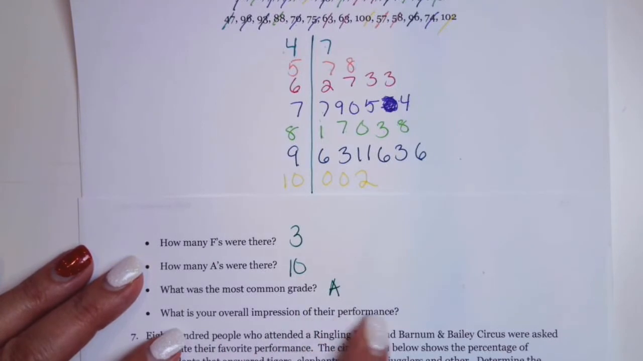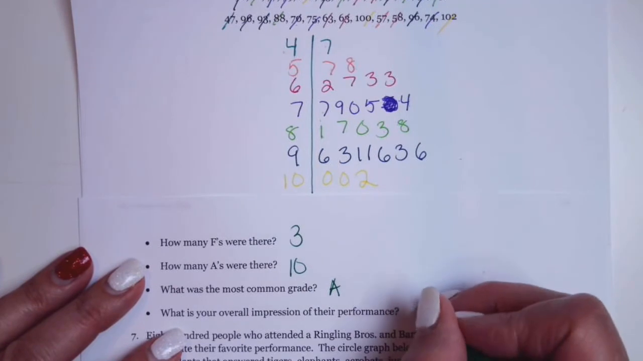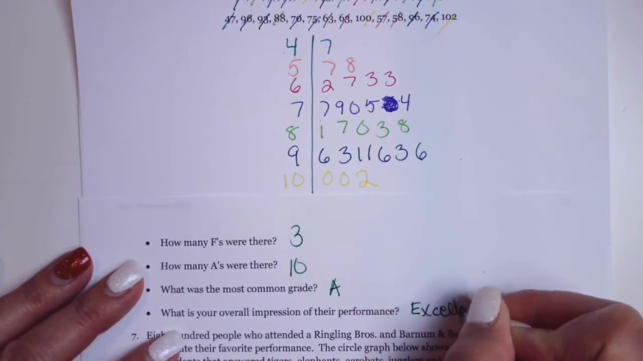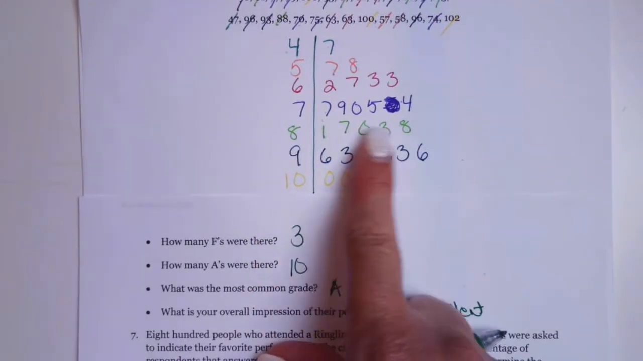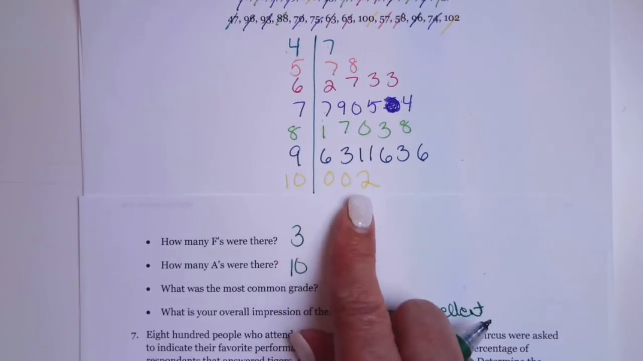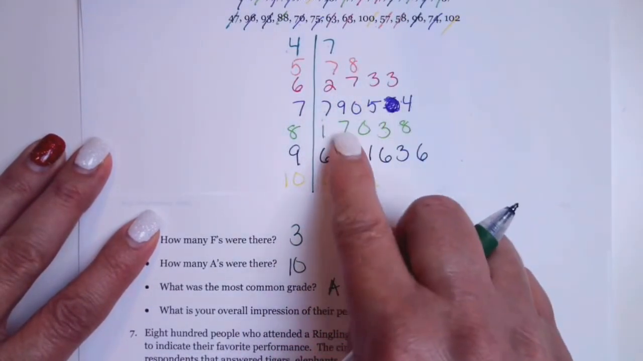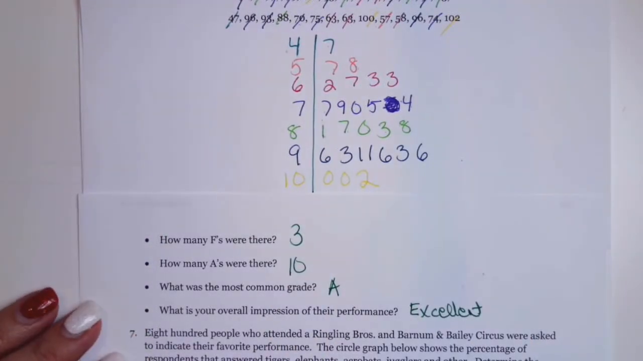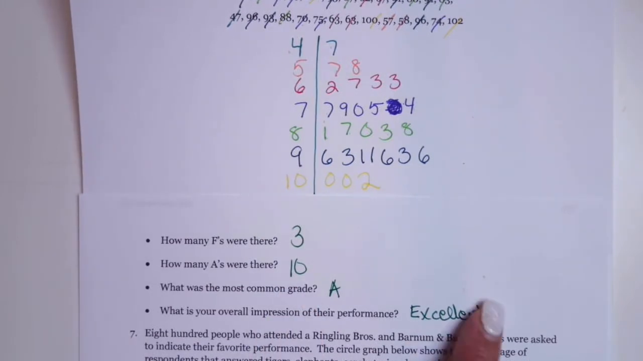What is your overall impression of their performance? Well, if the most common grade is A, it has to be excellent. It's very rare to have 10 A's. How many students did we have altogether? 1, 2, 3, 4, 5, 6, 7, 8, 9, 10, 11, 12, 13, 14, 15, 16, 17 plus 10 is 27 students. So yes, it is rare to have 10 A's out of 27 students, which is great. I mean, their performance is excellent.